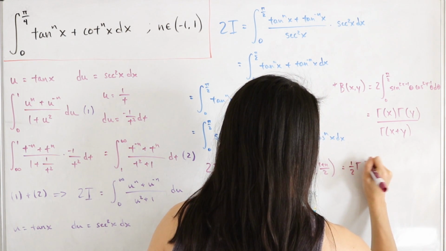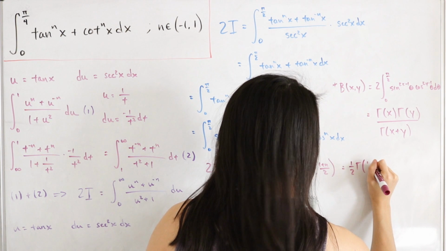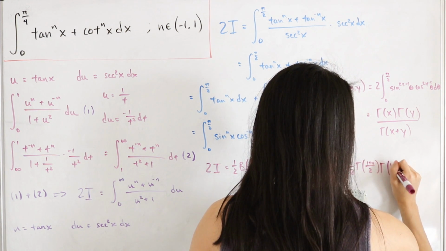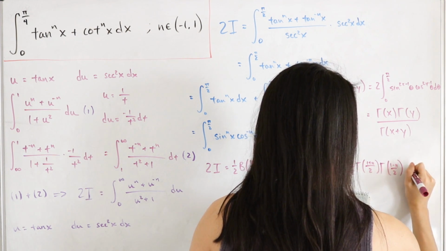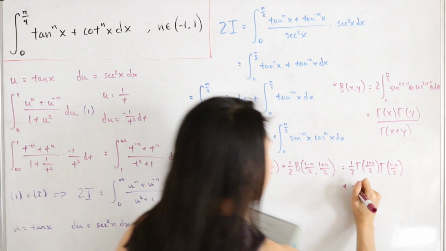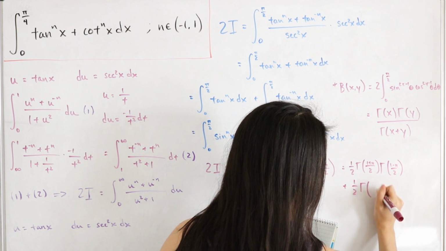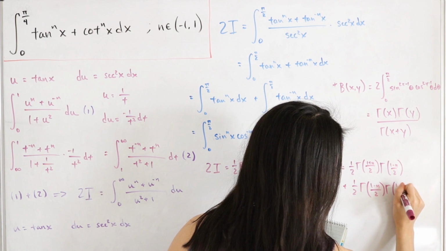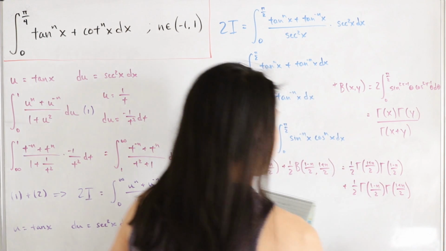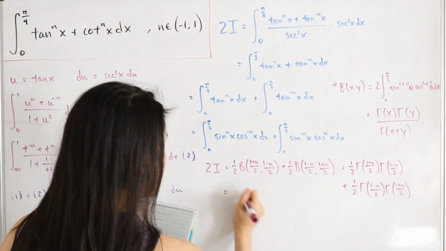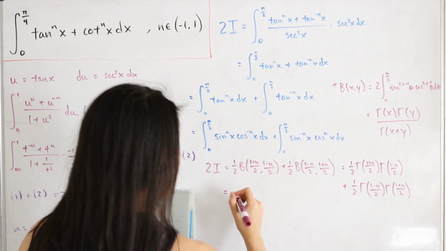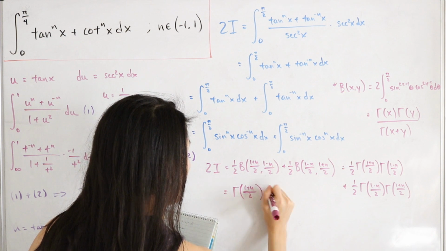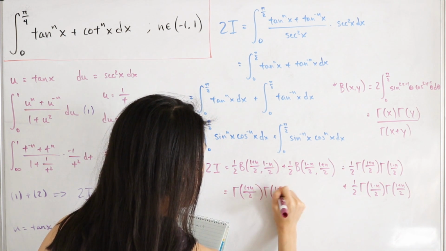So now we have gamma of 1 plus n divided by 2, times gamma of 1 minus n divided by 2, and then do this again for this input over here, so plus 1/2, and now we have gamma of 1 minus n divided by 2, multiplied with gamma of 1 plus n divided by 2. And if I combine all this together, this is just going to equal gamma of 1 plus n divided by 2 multiplied by gamma of 1 minus n divided by 2.